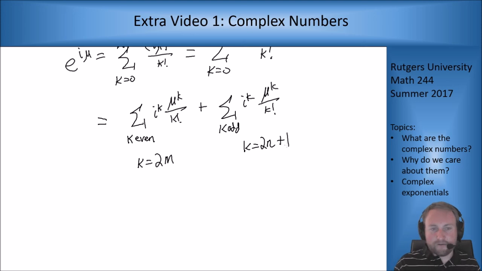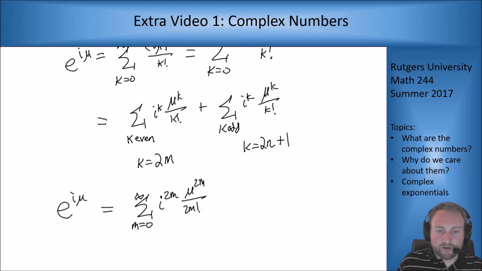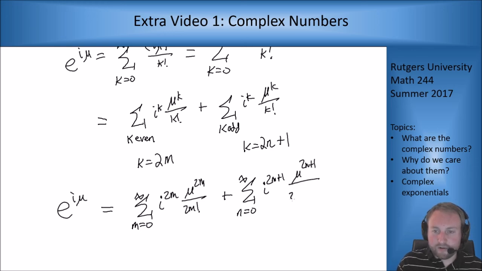So now I'm going to convert both of these series. Where this is all still e to the i mu, it is going to be the sum from m equals 0 to infinity of i to the 2m mu to the 2m over 2m factorial, plus the sum from n equals 0 to infinity of i to the 2n plus 1 mu to the 2n plus 1 over 2n plus 1 factorial.